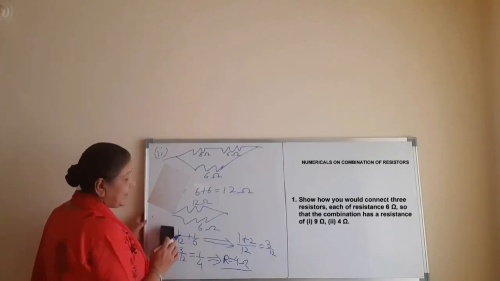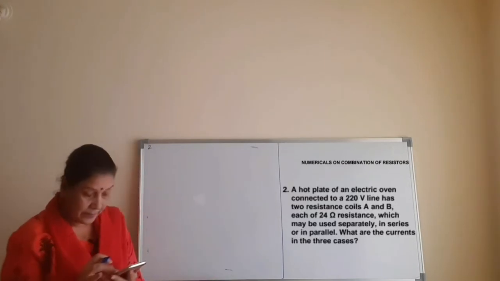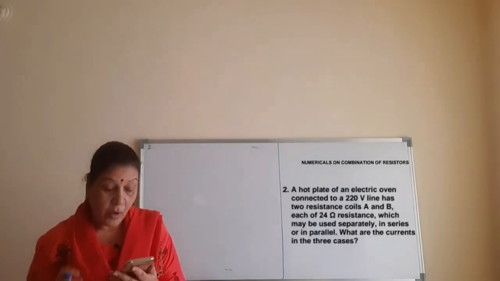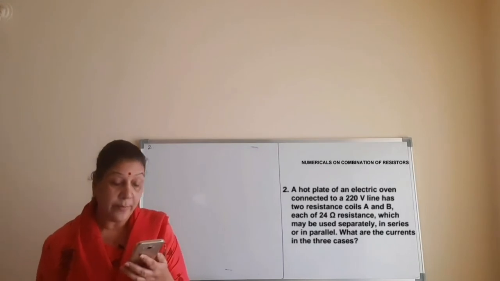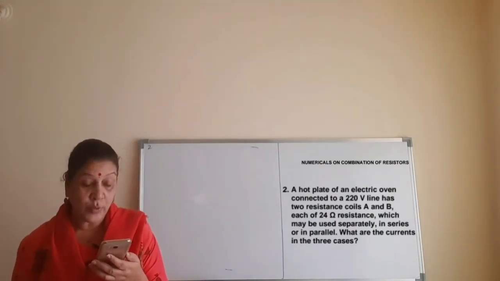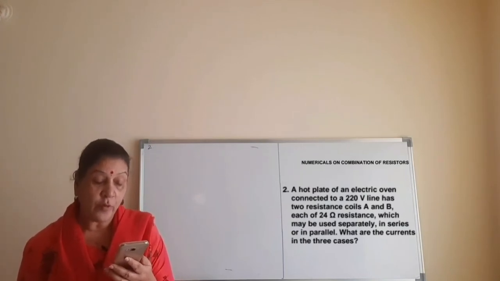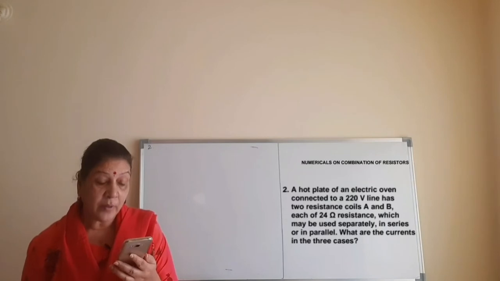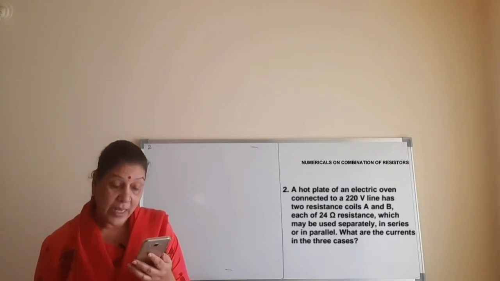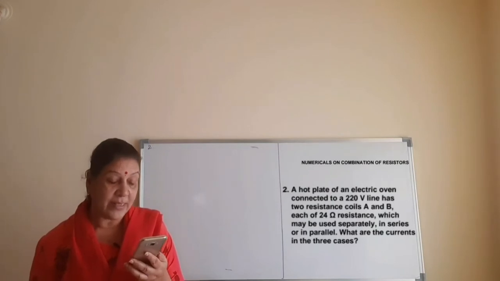Now we are going to take the second question. The second question asks, a hot plate of an electric oven connected to a 220 volt line has two resistance coils A and B, each of 24 ohm resistance, which may be used separately, in series or in parallel. What are the currents in the three cases?